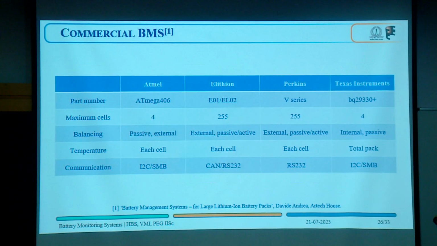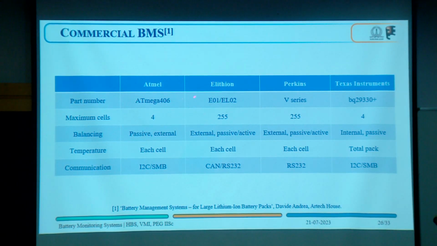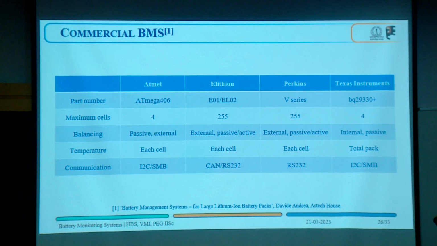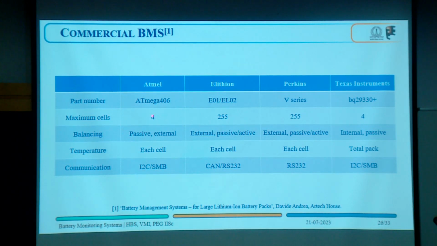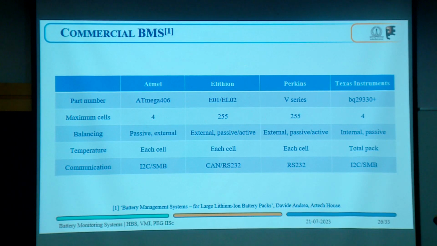So what are some of the examples of commercially available BMS? These are the part numbers, like this is from Atmel, this is from eLithium, then we have some ICs from Texas Instruments. You can see here the maximum cells that this one can cater to is 4. And this can cater to 255 cells at a stretch.